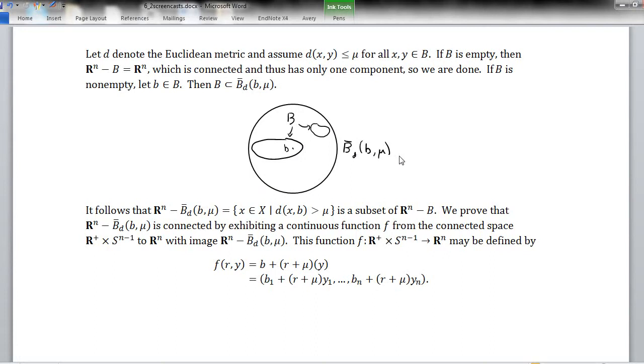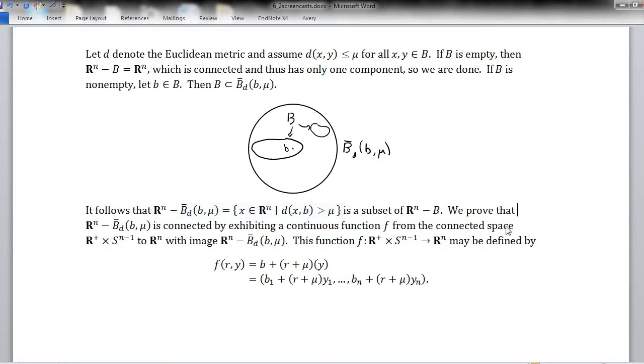What that means then is that the complement of that ball is a subset of the complement of my original set B. When we take the complement, the inclusion flips. If B is contained in the ball, then the complement of the ball is contained in the complement of B. And I'll note that the complement of this ball is all the points x in R^n such that the distance from x to b is greater than mu.